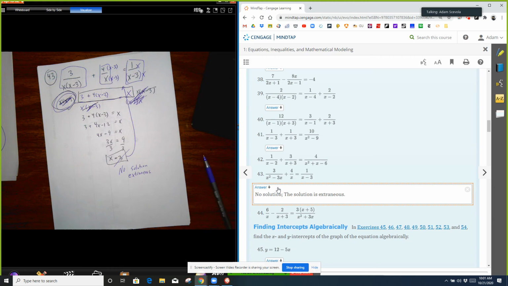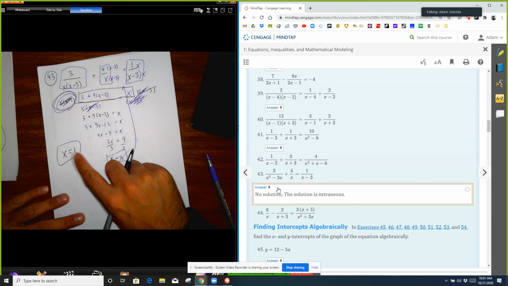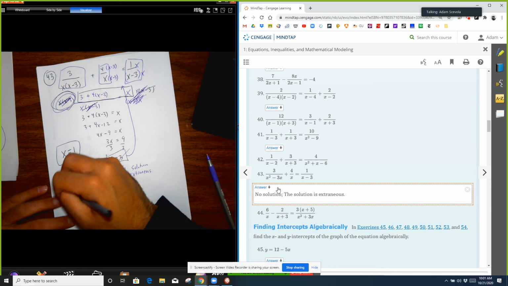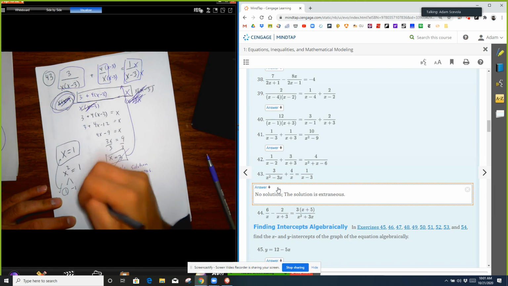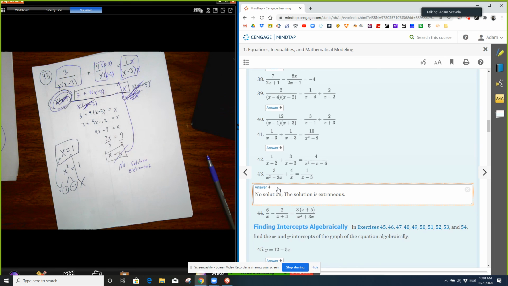A very simple example would be something like x equals 1. All right, there's only one thing that works here, x equals 1. But if I square both sides, now x could be 1 or negative 1. This works in the original equation. This does not. So whenever you raise the degree of an equation, you have to know that there could be extraneous solutions. So number 43 has no solution. Does that make sense?